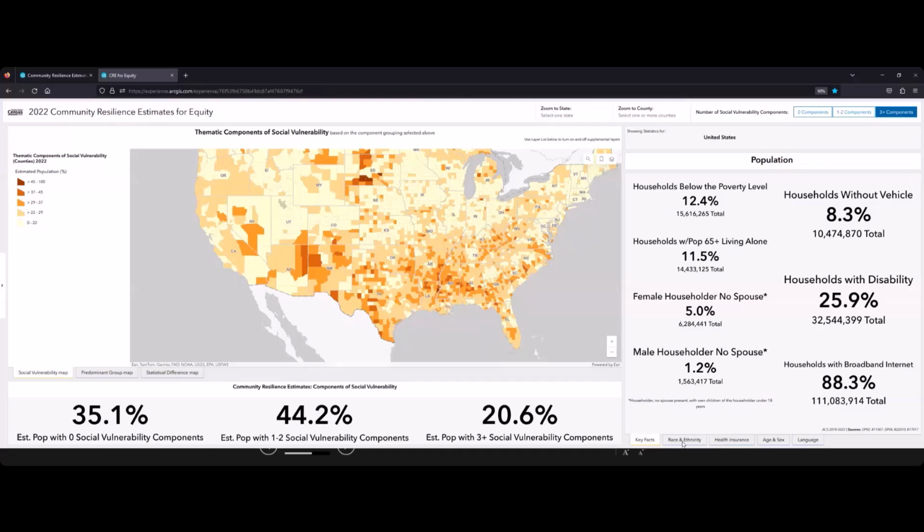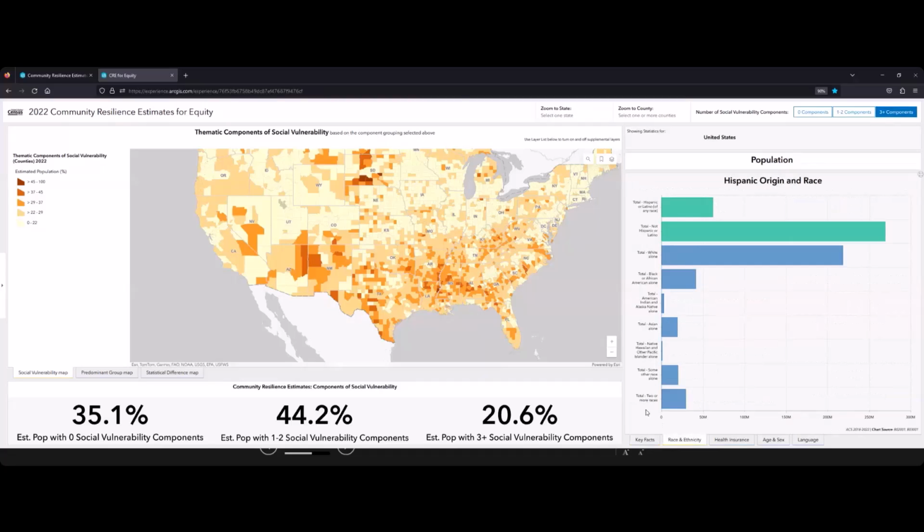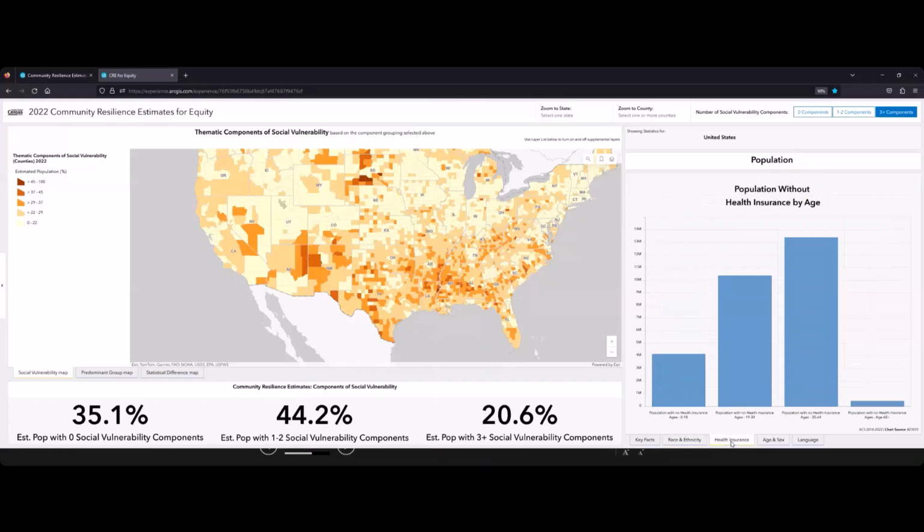If we switch to race and ethnicity, we see a breakdown by total Hispanic or Latino, total not Hispanic or Latino. And notice how when you hover over the graphs, it provides even more information. So for example, total Hispanic or Latino, we have an estimate of 61.8 million. Total not Hispanic or Latino, 269.3 million, and so on. We can switch to the health insurance tab, where we have a breakdown of the population with no health insurance by different age groups.